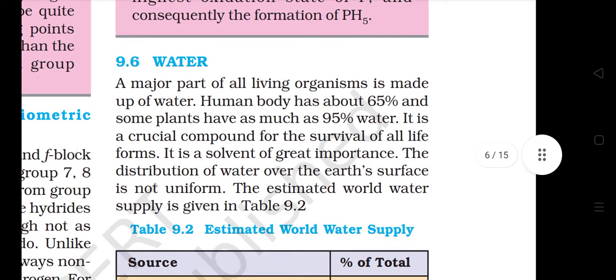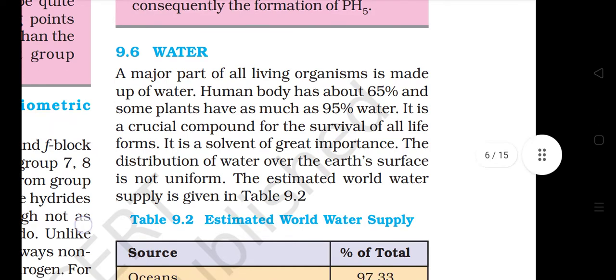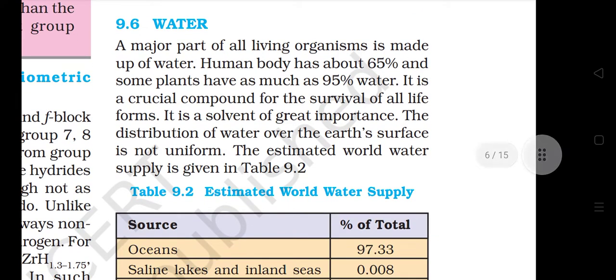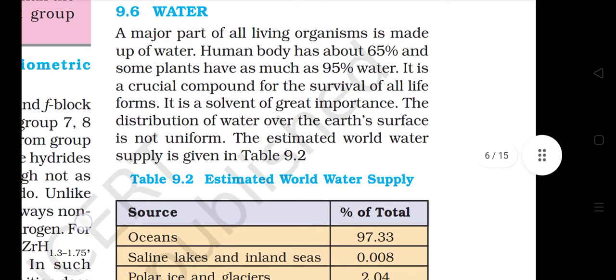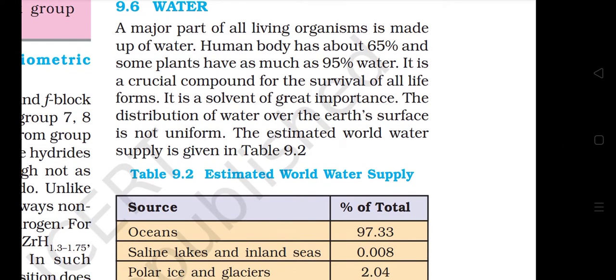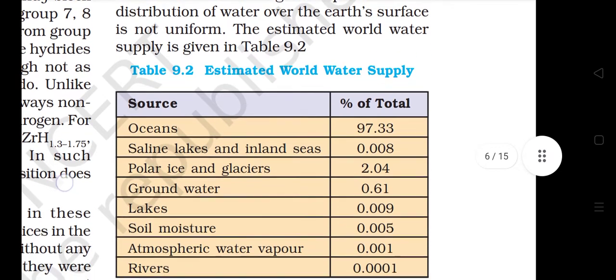9.6 Water. A major part of all living organisms is made up of water. Human body has about 65% and some plants have as much as 95% water. It is a crucial compound for the survival of all life forms. It is a solvent of great importance. The distribution of water over the Earth's surface is not uniform. The estimated world water supply is given in table 9.2.